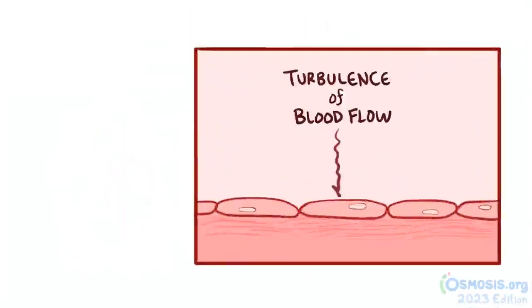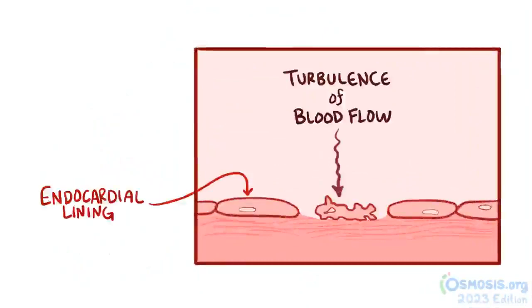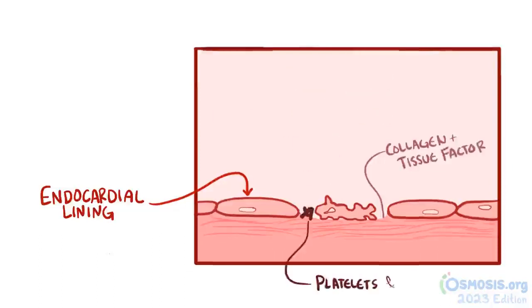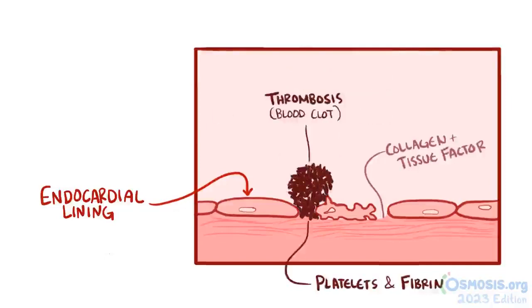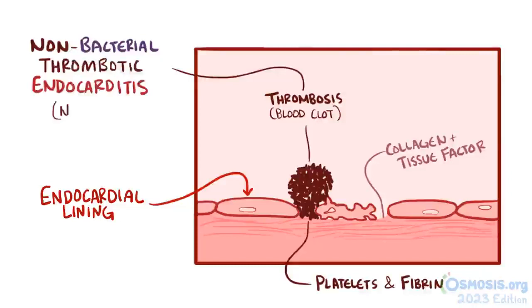Turbulence of blood flow causes damage to the endocardial lining. That damage exposes the underlying collagen and tissue factor, which causes platelets and fibrin to adhere, which forms this tiny thrombosis or blood clot. This is called non-bacterial thrombotic endocarditis, or NBTE, and it's non-bacterial because it happens even before the bacteria shows up.